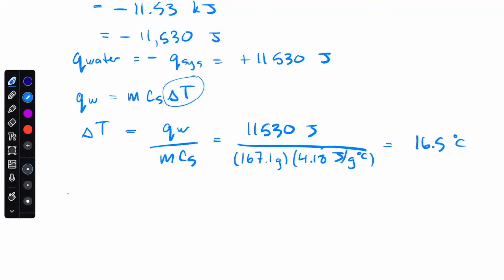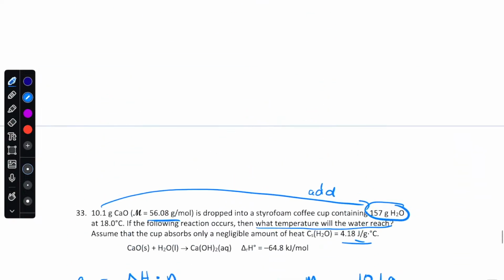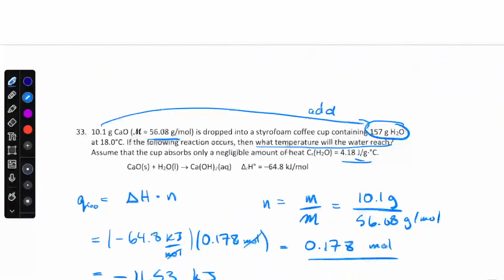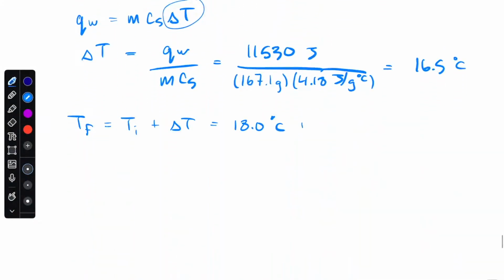So our final temperature, T_f, is going to be equal to our initial temperature plus whatever the change was. The initial temperature was 18.0 degrees Celsius, provided in the question over here. We have to add the change to that, so that our final temperature is 34.5 degrees Celsius.